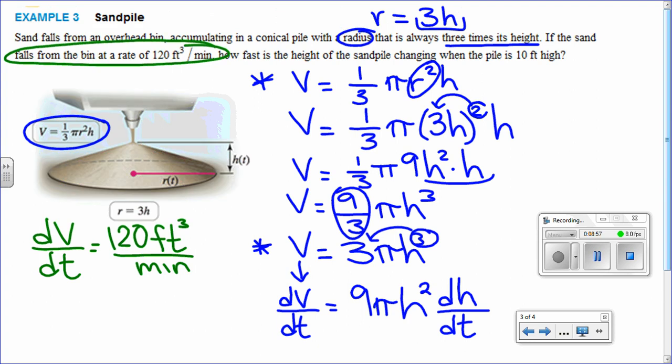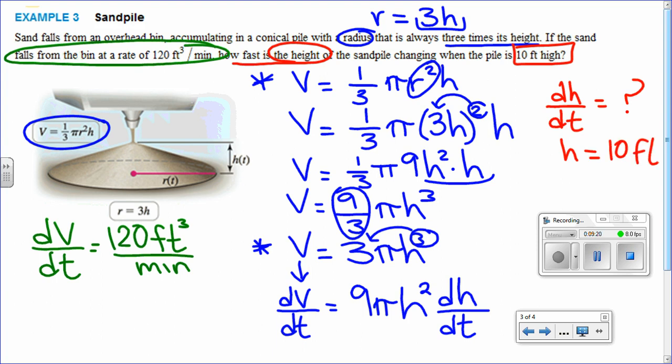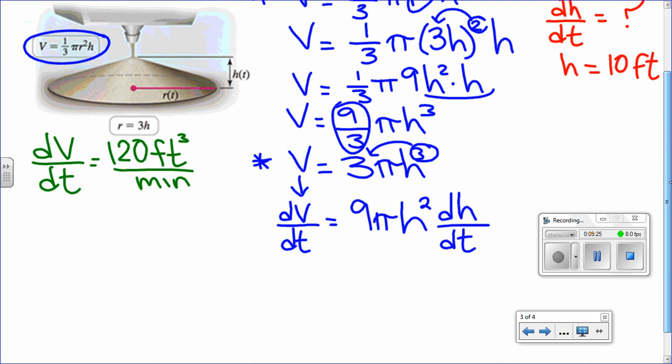And so we go back to the problem, and now I'm going to read the question again. It says, how fast is the height of the sand pile changing when the pile is 10 feet high? So we want to know what is dh over dt, that is the question, when the height is equal to 10 feet. Remember, the height is not constant, however, here we're taking just one set value. And what we're going to be looking for is this quantity here.